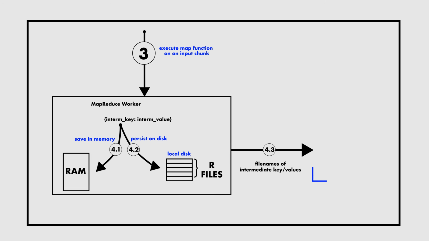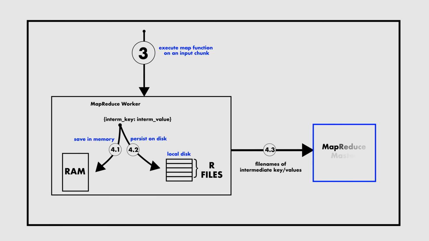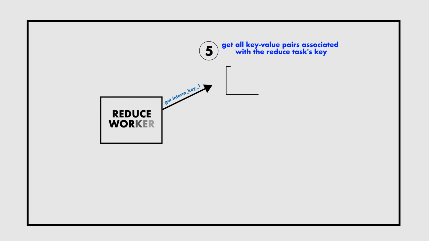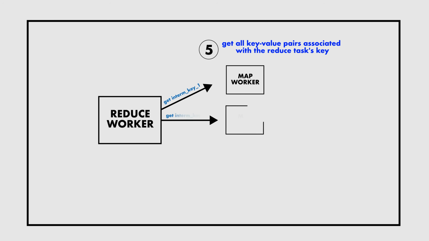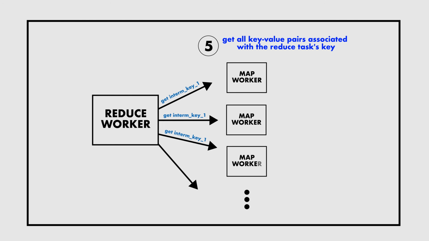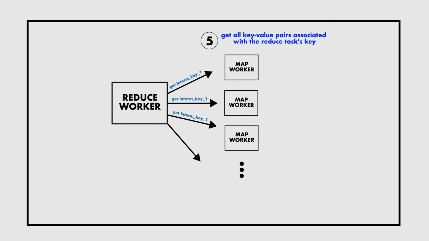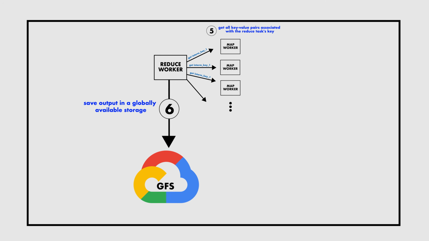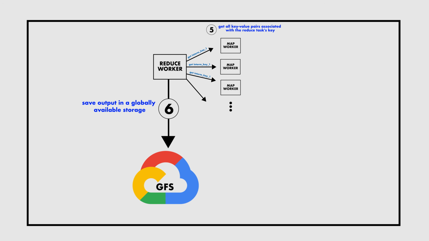The R locations on the disk are passed back to the master, which is responsible for forwarding these locations to the reduce worker. The reduce worker will make RPC calls to the map workers and request the specific key value pairs for the reduce task from each map worker based on the location that the master forwarded to it. Once the reduce worker has all the key value pairs, it will pass them to the reduce function and append its output to the final result file that is globally available.